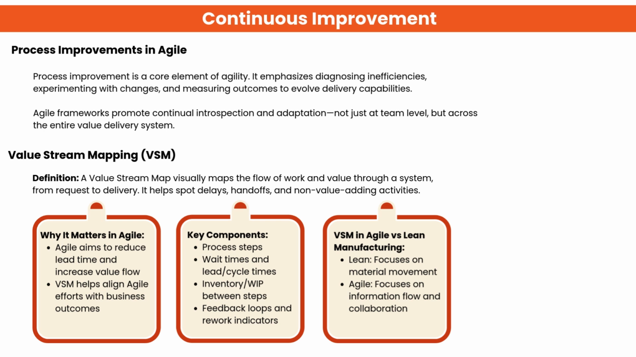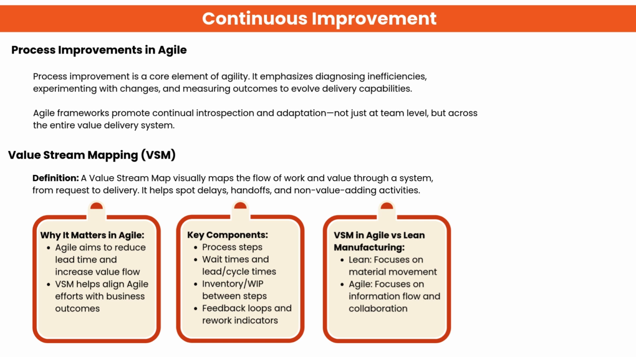Agile process improvement focuses on finding inefficiencies and improving delivery capability through constant experimentation and measurement. Value Stream Mapping (VSM) helps visualize the flow of work from request to delivery, highlighting delays and non-value activities. In Agile, VSM helps reduce lead time, increase value flow, and better align delivery with business outcomes.